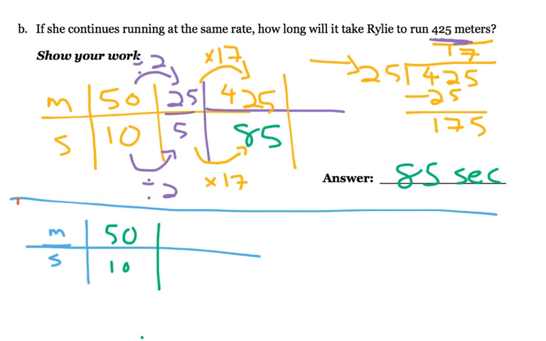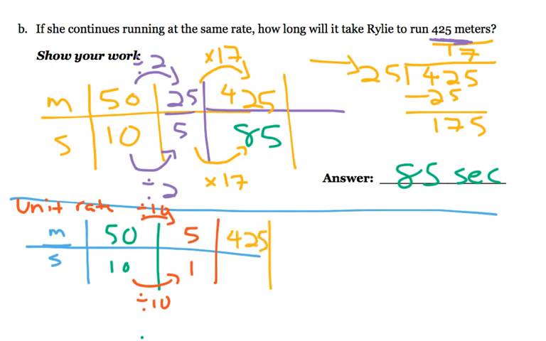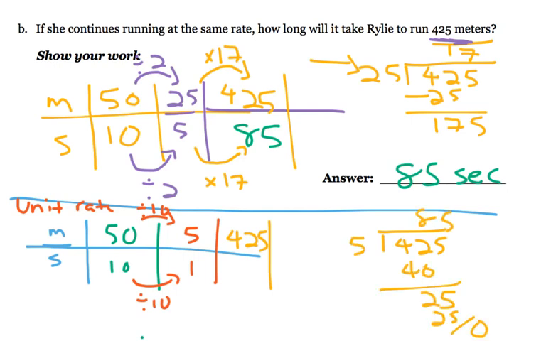Another way to do it would be to find the unit rate. And the unit rate in this problem, well, I'm going to divide 10 by 10 to get 1, and 50 by 10 to get 5. And now that I have that unit rate, 5 is definitely going to go into 425. And if I wanted to figure out how many times, I could divide again, 425 divided by 5. And when I do that, surprise, surprise, I get 85. So that's telling me that I need to multiply this by 85, and I need to multiply this by 85.